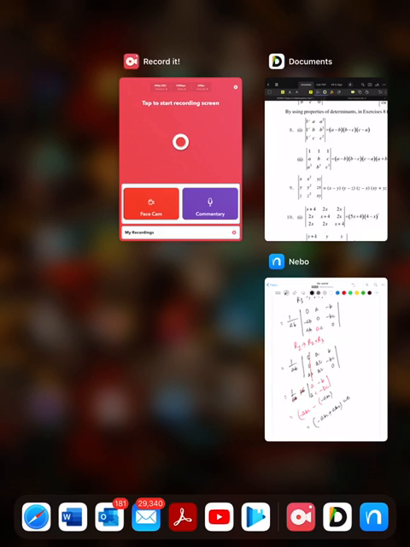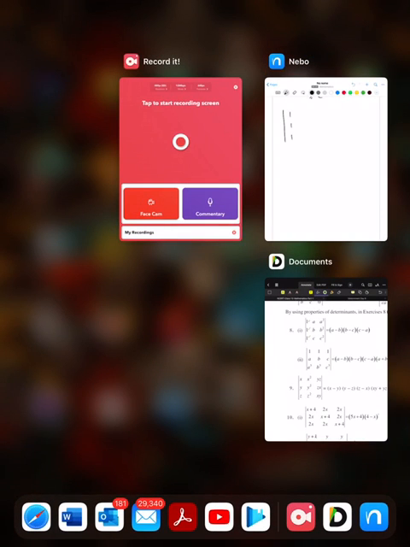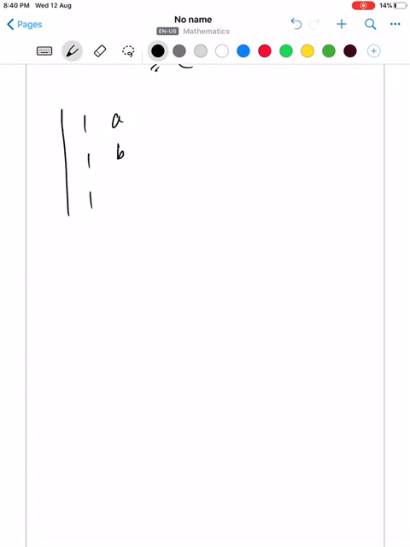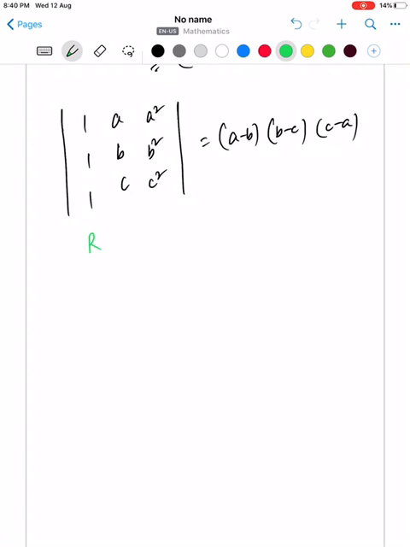Achha, let's write this one in that portion. So here we have 1, 1, 1, then A, B, C, A square, B square, C square. And we have to prove what? A minus B, B minus C, C minus A, right? So tell me my operations. My first operation will be, tell me fast.